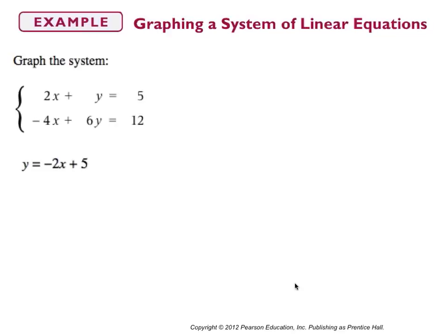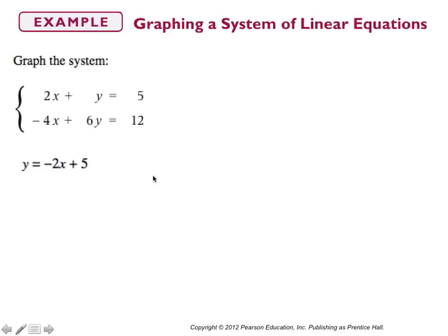So for the first one, we would just subtract 2x from both sides. This one's a really nice one because we already just have positive y on the left-hand side by itself. It doesn't have a number in front of it. So if we just subtract 2x from both sides, we're left with y equals negative 2x plus 5.